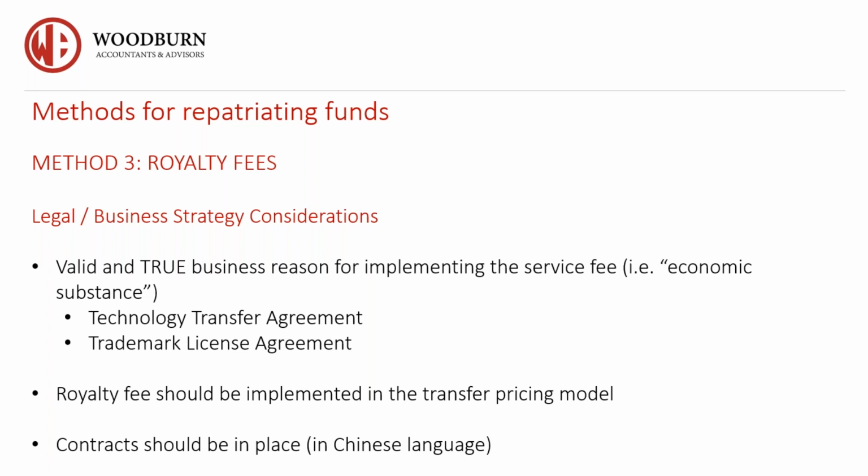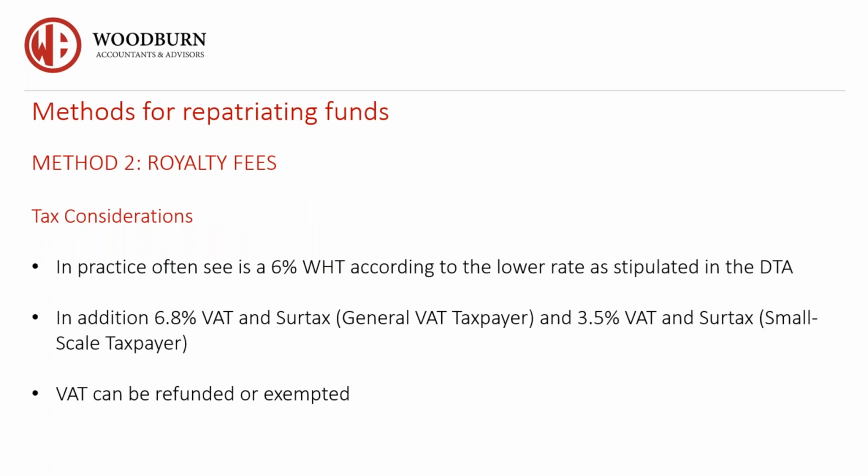Obviously, you have to think about transfer pricing models when you're creating these types of licensing agreements. And again, contracts should be put in place in Chinese. Tax considerations, again, you've got to think about withholding tax rates. So with the UK, it will be about 6%. In other countries, it might be between 5 to 10%, depending on the jurisdiction that you're in. There's going to be VAT surtax. And VAT can be refunded or exempted, but generally it's if it's more related to research and development.